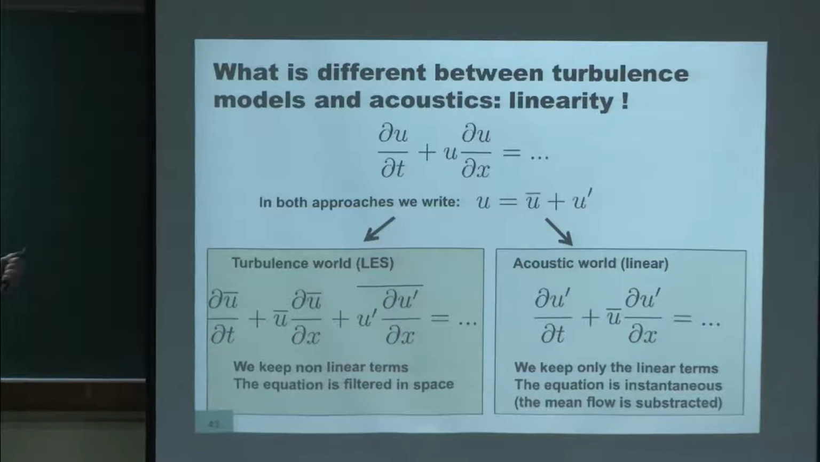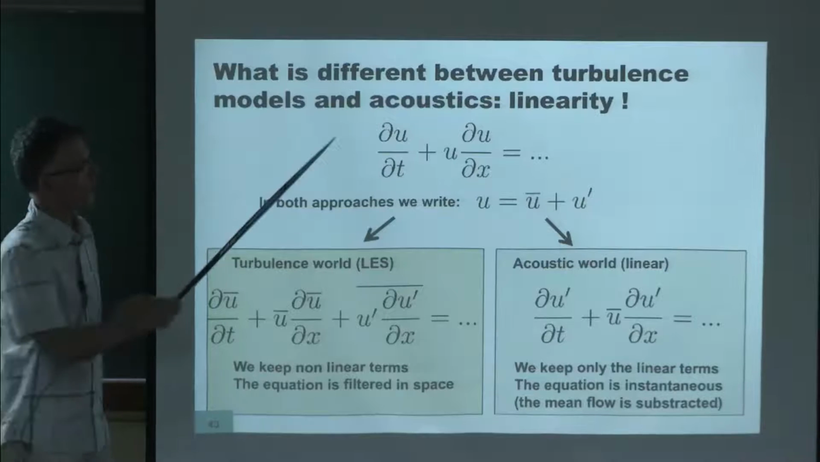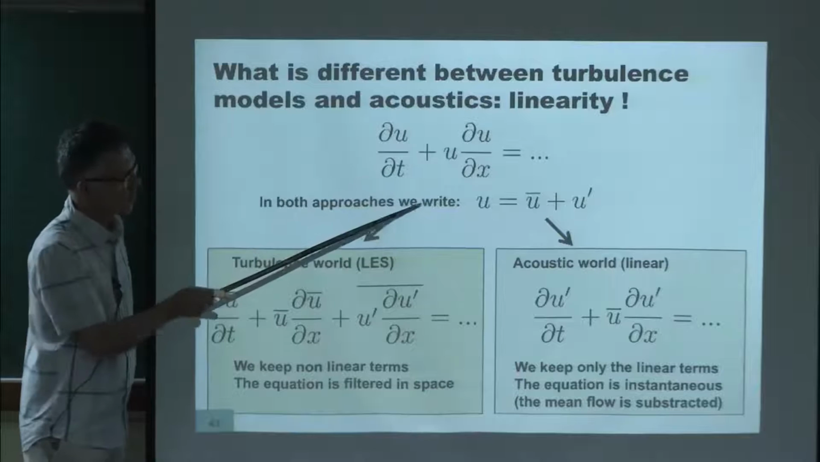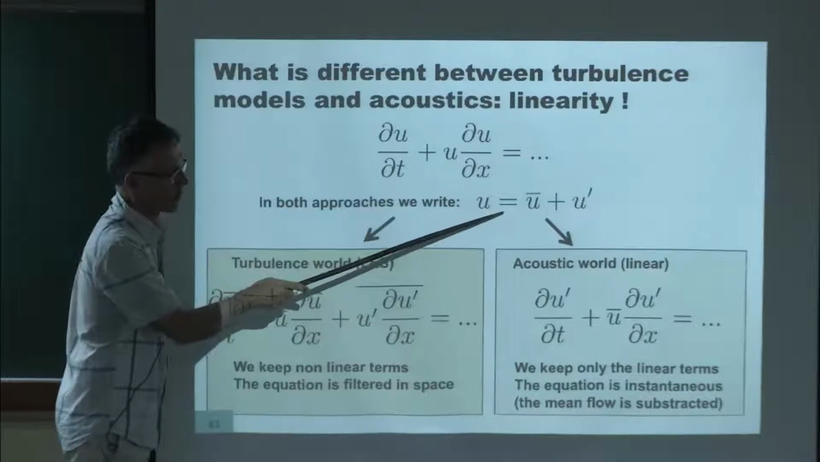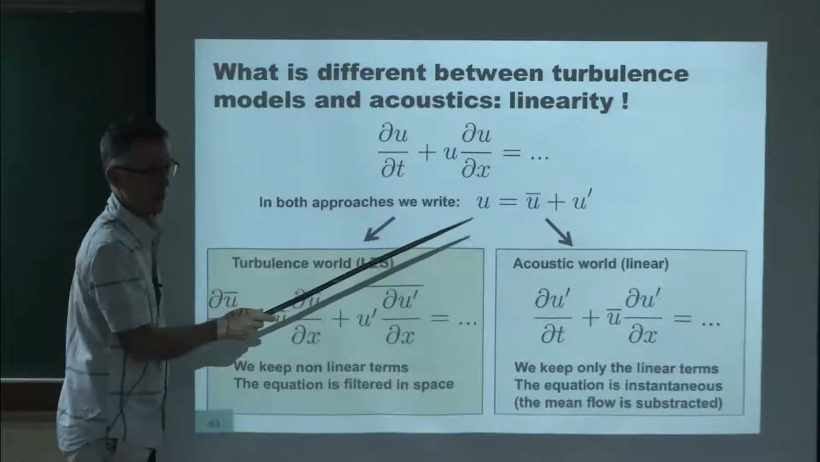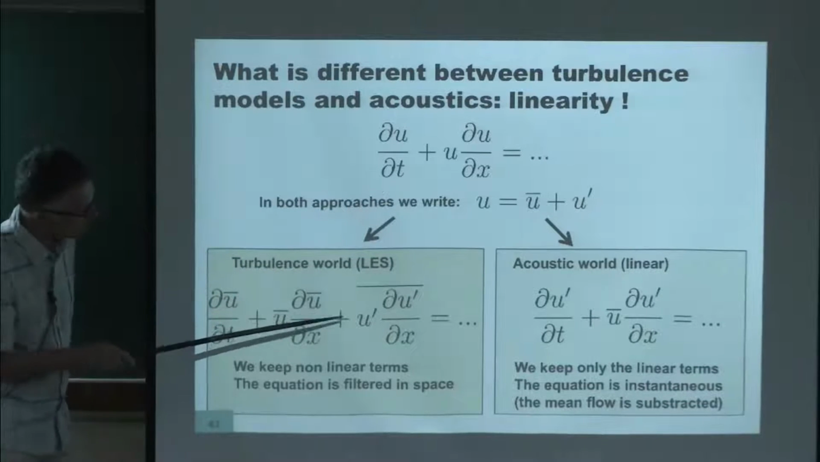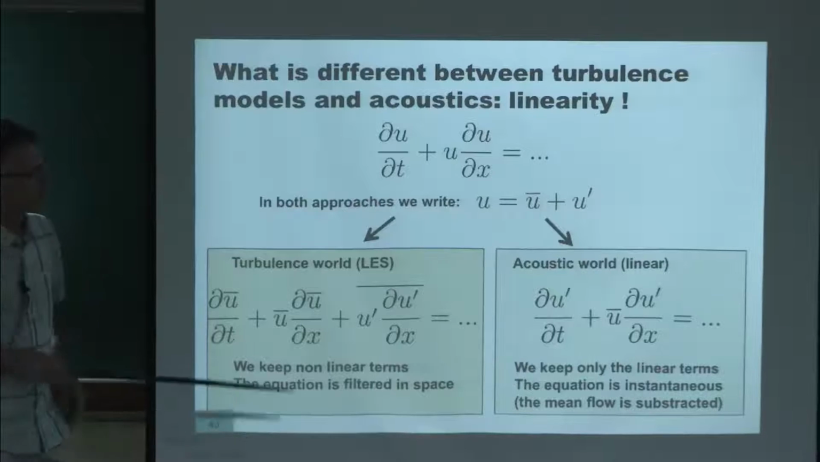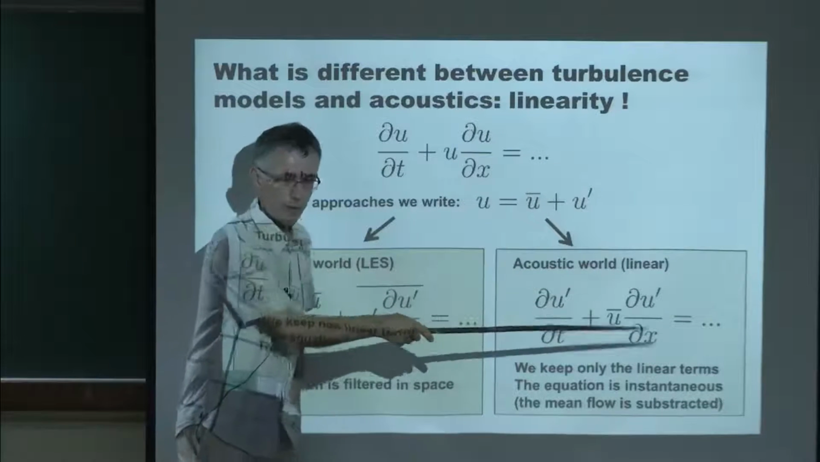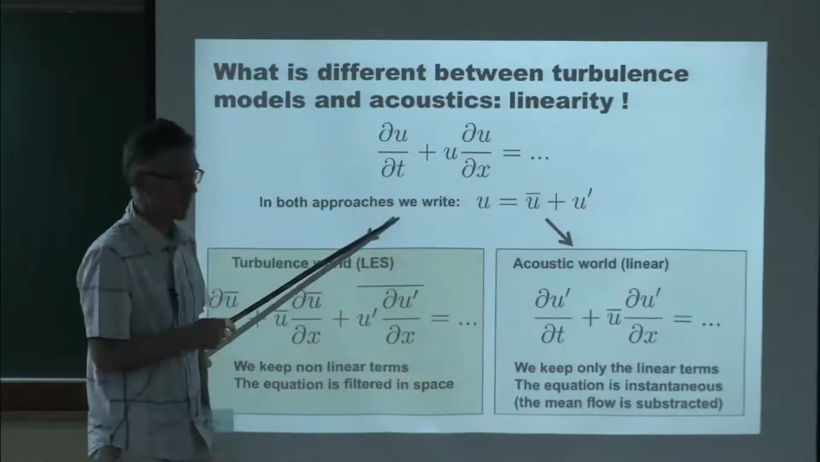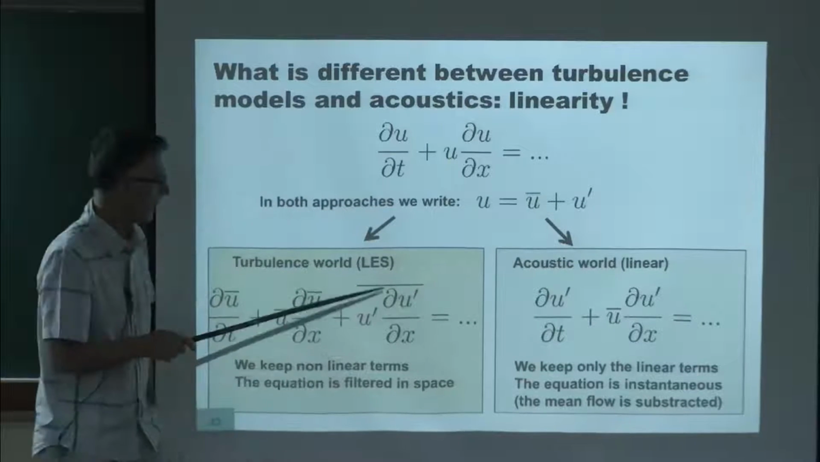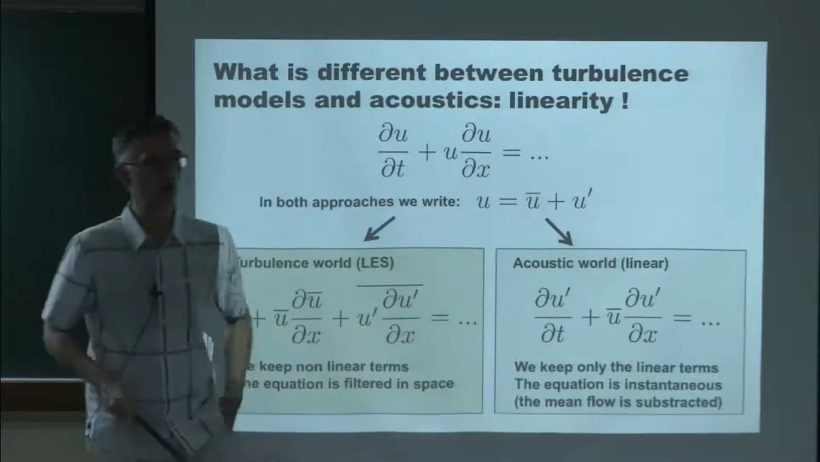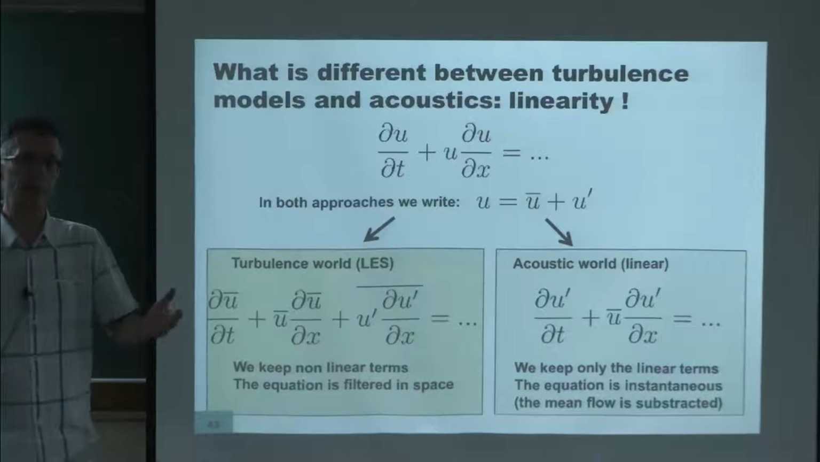So what's the difference actually between what we did for turbulence models and for acoustics? This is the momentum equation. In both approaches, we have written that the equation has the mean value and the u prime. When we did turbulence models, we kept the nonlinear terms, and we said, oh, those nonlinear terms are important. And when we do acoustics, we actually remove them. So it's the same starting point, but it's different tools here. LES is going this way, acoustics is going that way. Then you might say, oh, which one is good? Well, both are good depending on what you want to do.